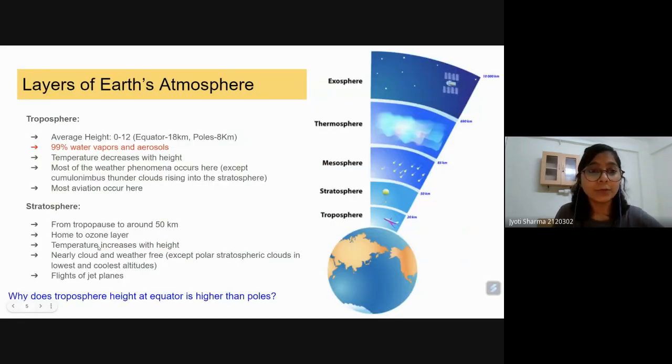Then we will talk about the different layers of the atmosphere. What different layers do we have? The first is the troposphere. Here you can see the troposphere is the lowest layer in the atmosphere, very near to the Earth's surface. The average height is 0 to 12 kilometers, but at the equator the height is 18 kilometers, while at the poles it is only 8 kilometers.